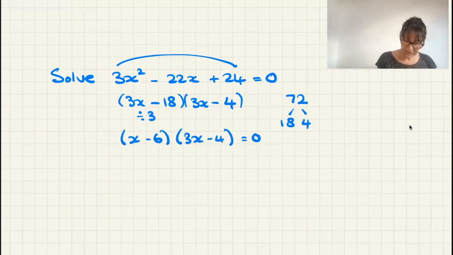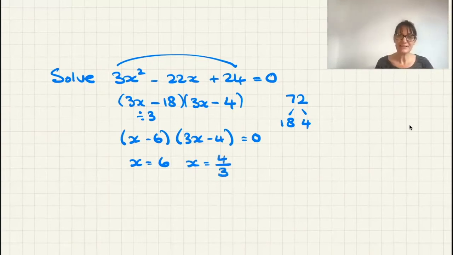So that's my equivalent equation. Going to do my check. X times 3x is 3x squared. Minus 6 times minus 4 is 24. So everything's looking good. So my solutions are x equals 6 and x equals opposite sign again. So it will be 4 with the 3 coming in underneath. And that is the solution.